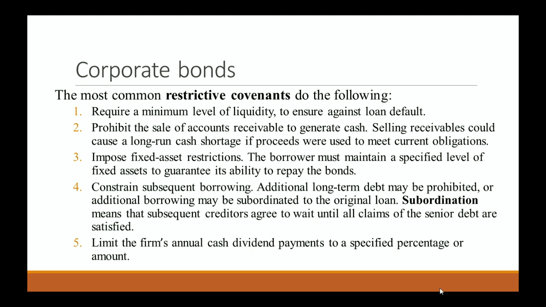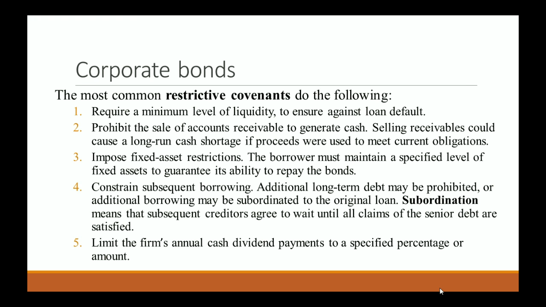First, it may require a minimum level of liquidity. So the more cash and cash-like assets that a company has, the greater the buffer they have before they default. So you would have protection as the bondholder, assuring you that you will receive your interest payments and your par value as they come due.